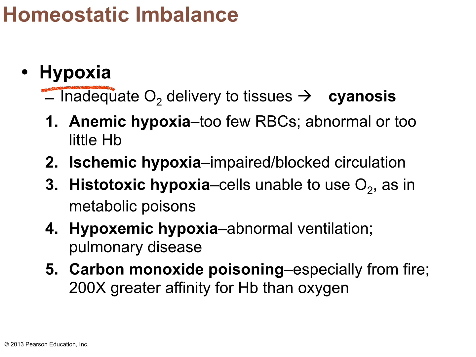Now, you can read these, but I'll go through them kind of fast. Hypoxia is inadequate oxygen getting to the tissues. It can lead to this blueness called cyanosis. The different types of hypoxia that you can encounter are anemic hypoxia. We talked about different anemias that would produce either too few red blood cells or some type of abnormal or deficiency in hemoglobin. Ischemic hypoxia.